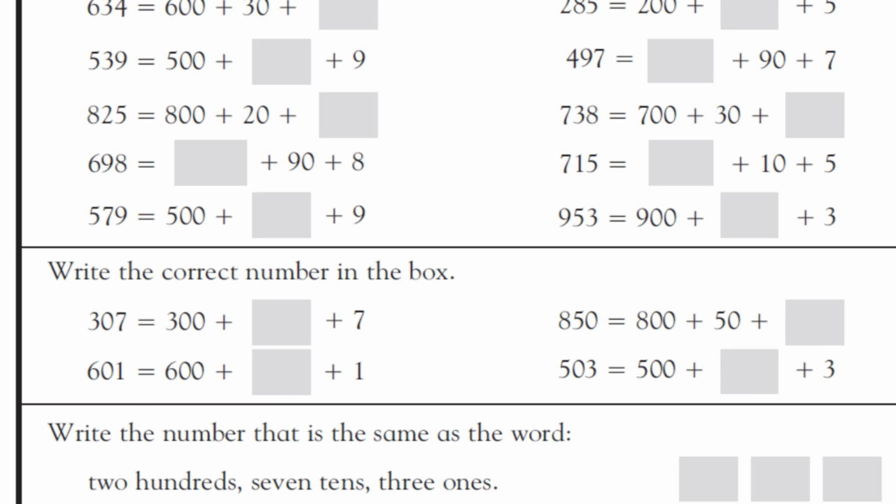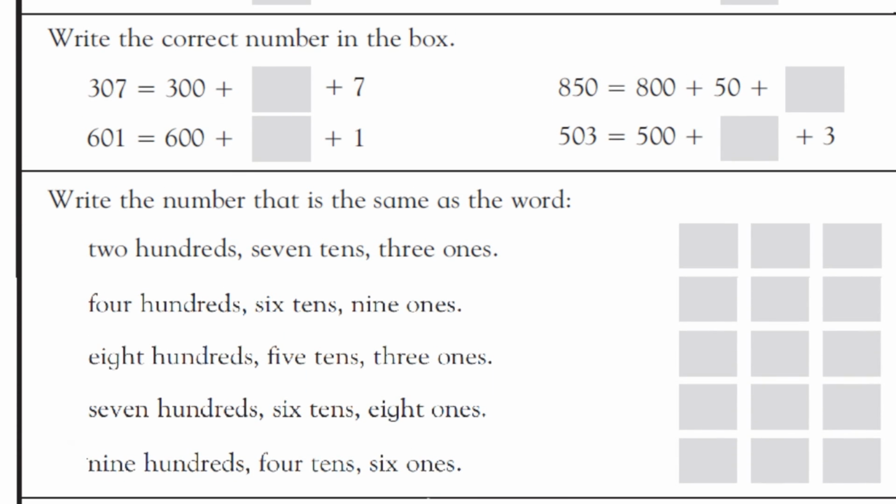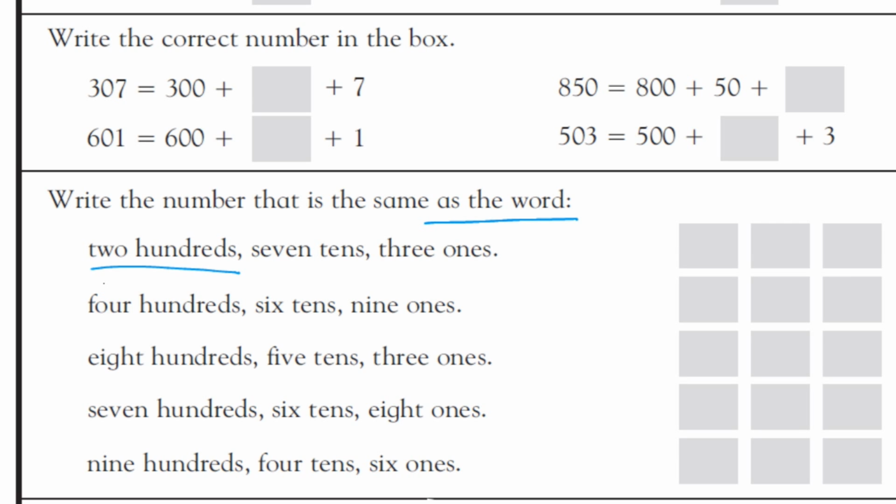Okay, let's see another exercise. Here, he wants you to write the number that is the same as the words. So I want you to write the number from words to digits. 2 hundreds, so I put 2 in the hundreds. And remember, units, tenths, hundreds. 7 tenths, 7 in the tenths. 3 ones, 3 in the ones.